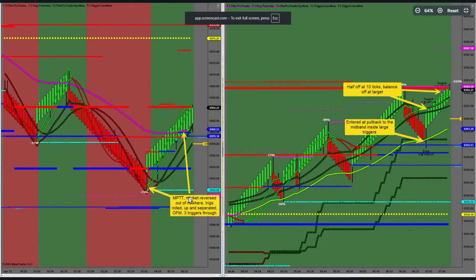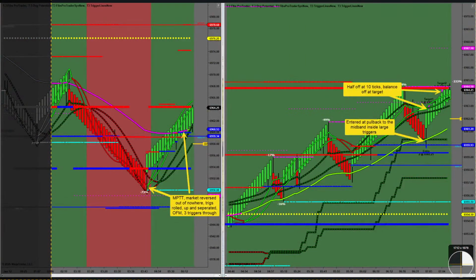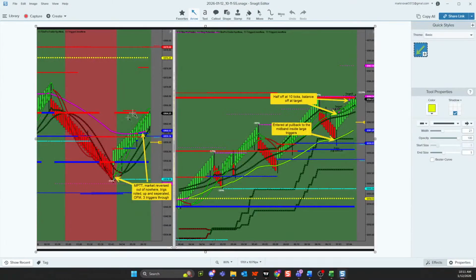Medium probability trend trade. Market reversed out of nowhere. Triggers rolled up, separated, 3 triggers through. And I posted this in the room, guys, because this is a really good lesson for you guys. See how many times I can say guys in one breath. Pete's saying, man, 3 triggers got through. Heck yeah, the potential is there. Life is good. This thing could break. But price reached the next line. Price made it to Fibonacci resistance. You can even see it on the small chart. Pete still takes the pullback because he has all of the momentum and he gets paid at treble.